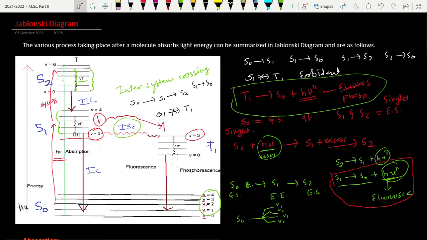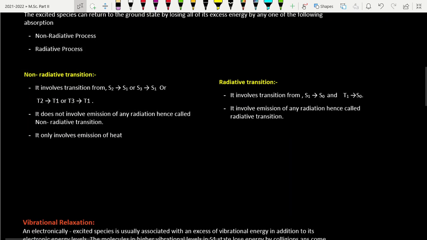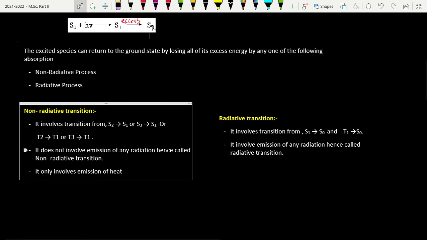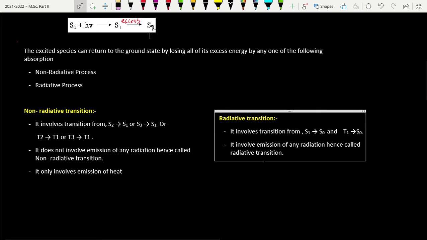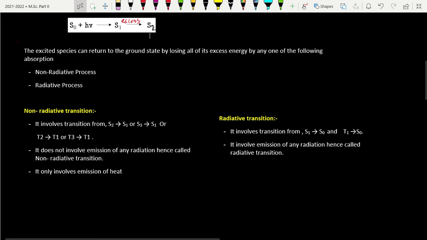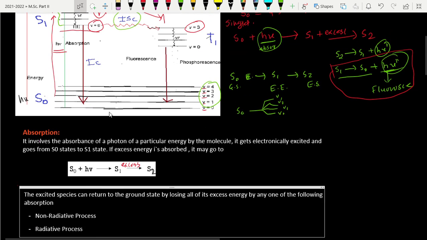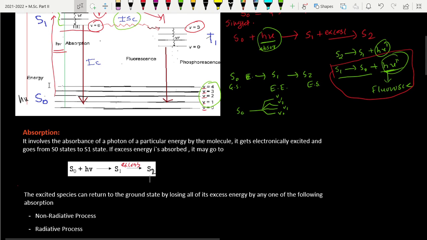While this transition is happening, you can see here the electron comes from S2 to S1. There is no emission of any kind of energy. That's why they are known as non-radiative transitions. It only involves emission of heat. Now what is meant by radiative transition? Radiative transition means there is emission of radiation. So it involves a transition from the first singlet state, that is S1 to S0. Here you can see S1 to S0.